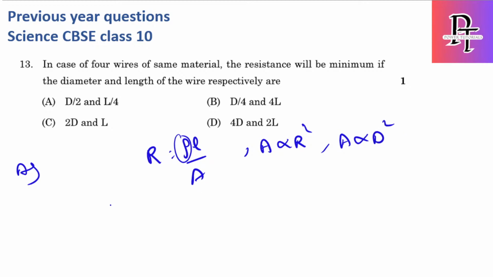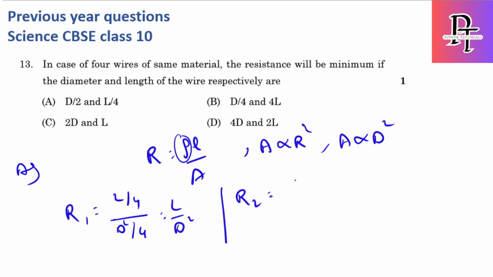Let's see for R1. I am writing proportionality here because I don't want the constants. Rho is constant, so leaving it. L is L by 4 now, and area is D square, where D is D by 2, so it is D square by 4. So for the first case it is simply L by D square. R2: 4L by D square by 16, because it is D by 4. So it is 4 into 16, which will be 64L by D square.